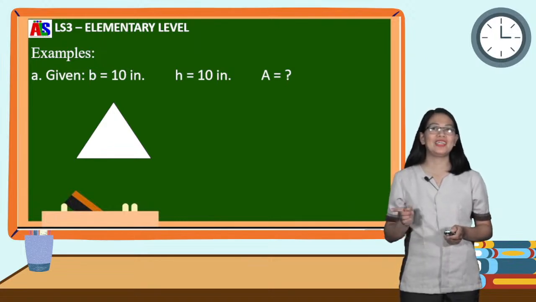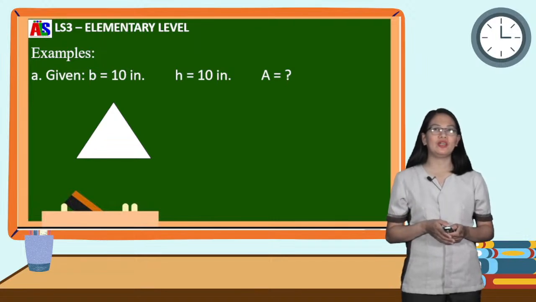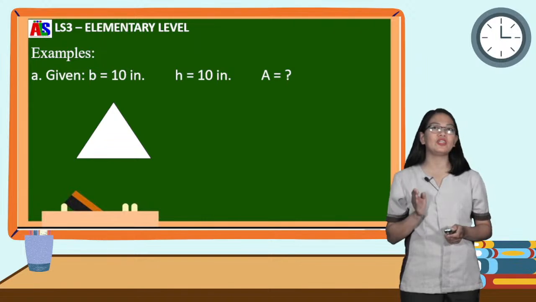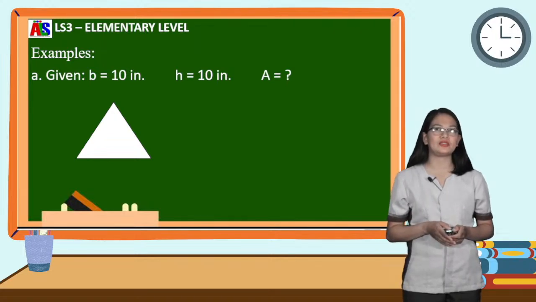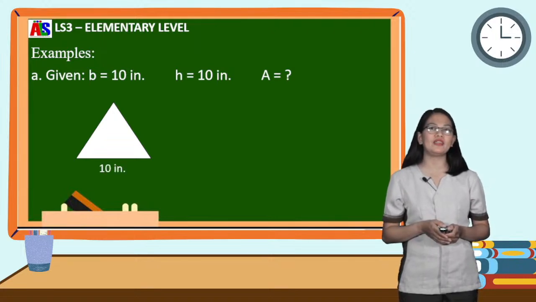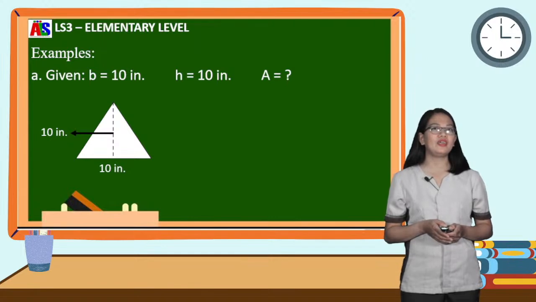You're correct. It is an acute triangle. Why acute triangle? It is because all the angles measure less than 90 degrees. Now, given the base is 10 inches, the height is 10 inches, area is unknown.